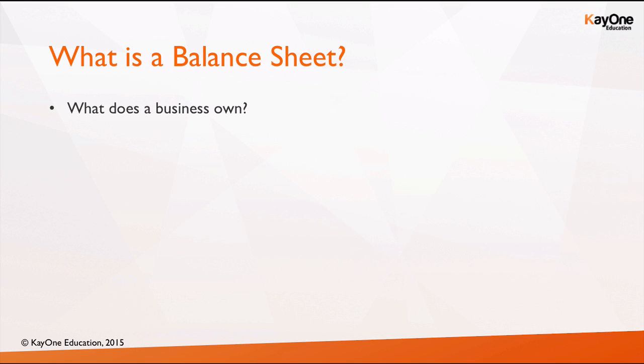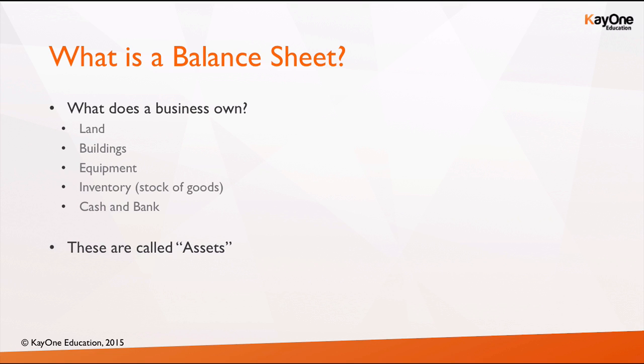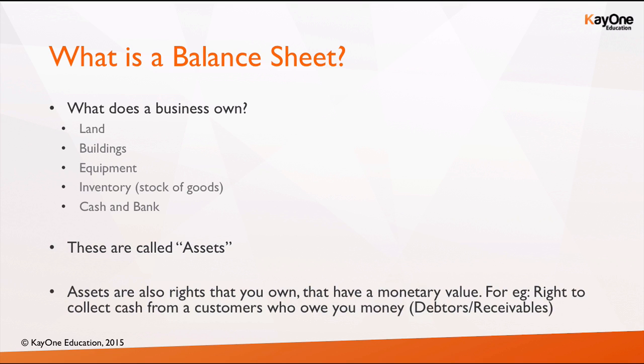So what does a business own? Typically, it owns items like land, building, equipment, inventory, cash and bank, and so on. So in financial terms, the list of things that a business owns is called assets. So whenever you hear the word asset next time, it refers to a list of things that a business owns. Assets are also rights that a business owns, for example, rights that have monetary value. So if you have a right to collect cash from a customer who owes you money, it is also an asset.